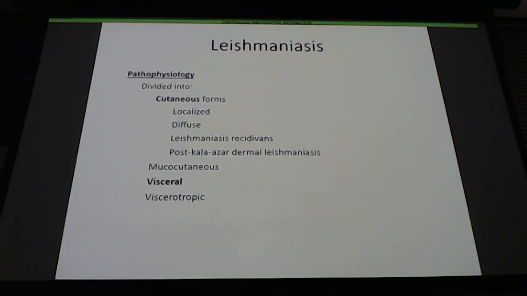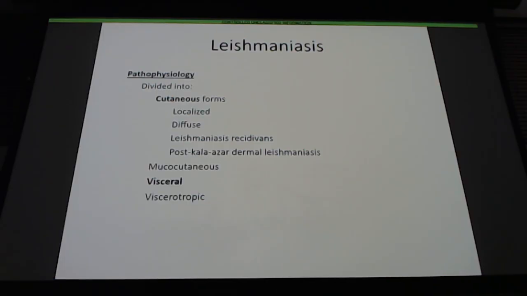So here we've got cutaneous, mucocutaneous, visceral, and viscerotropic. Visceral and viscerotropic we lump together. Viscerotropic is visceral's little brother. It is similar, but it is self-limiting, and it is a lot milder than visceral.